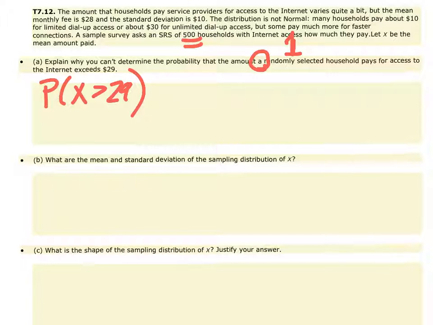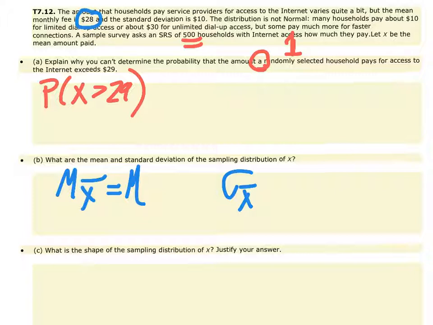So based on this, we are talking about the means, not the proportions. So we want to compute the mu of x bar, and we want to compute the sigma of x bar. Now, in order to do the mean, we can just go ahead. We know mu of x bar is just equal to the mu of the population. They've told us the population mean is 28, so we're going to say that's $28.